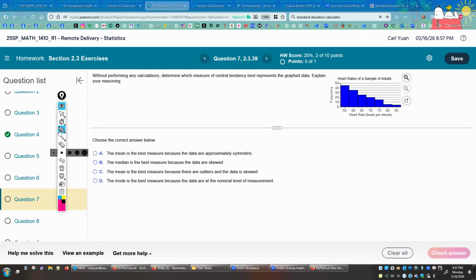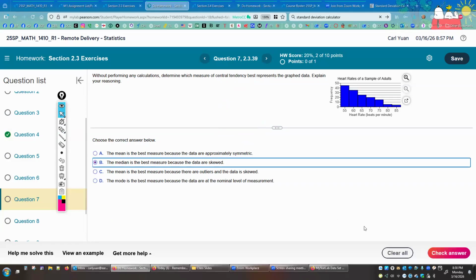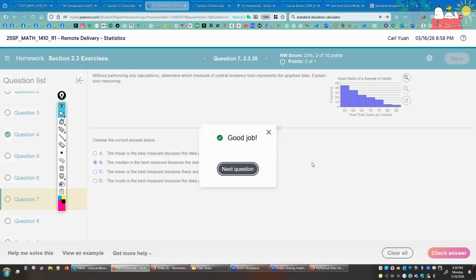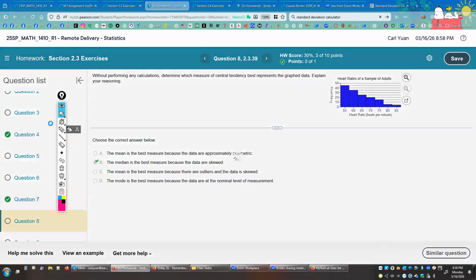Let's see if they agree. The median is the best measure because the data is skewed. It is skewed. All right. Not the mode, never the mode. The mode is never the best. Okay, good.